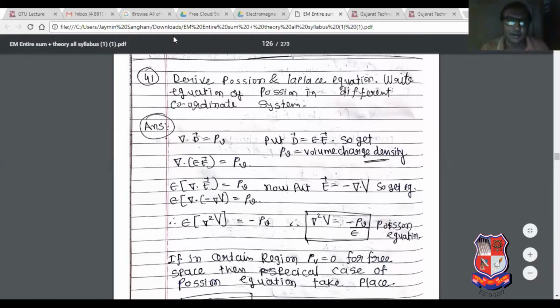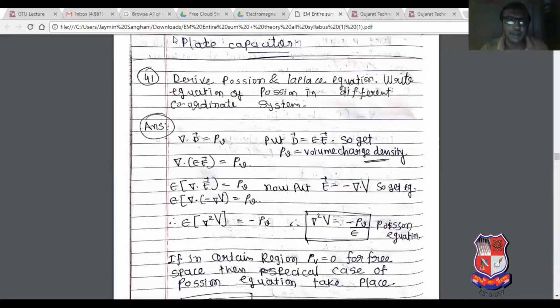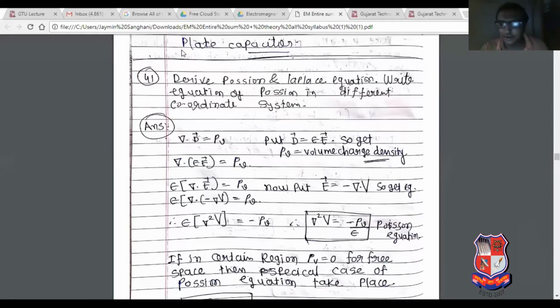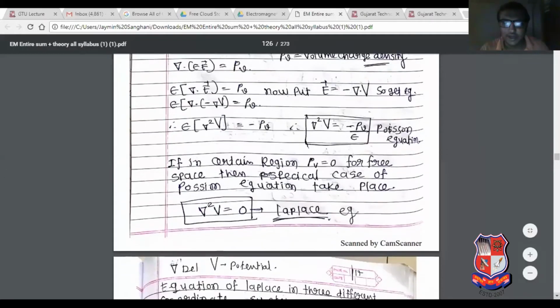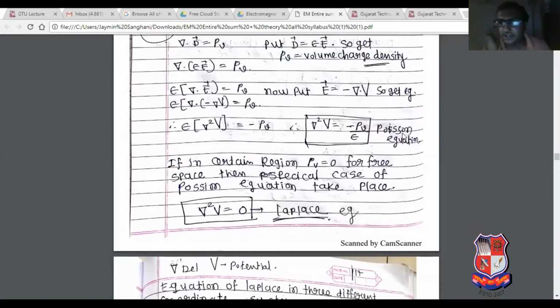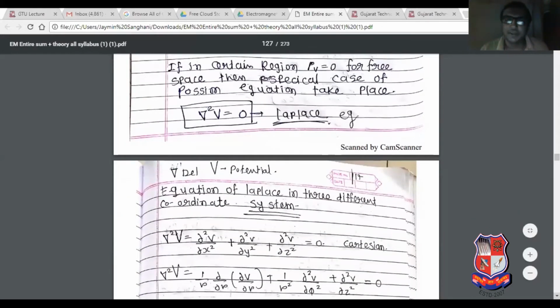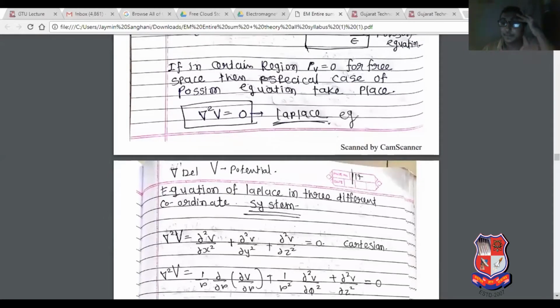So here we can get del square V equal to minus rho v divided by epsilon. This is the Poisson equation. And for free space, remember that point, for free space rho v equal to 0, so it is considered as the Laplace equation. So del square V equal to 0 is known as the Laplace equation. So the Poisson equation and Laplace equation can be related with this particular formula.